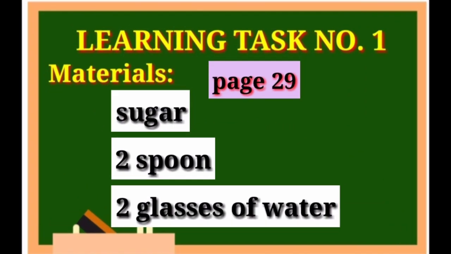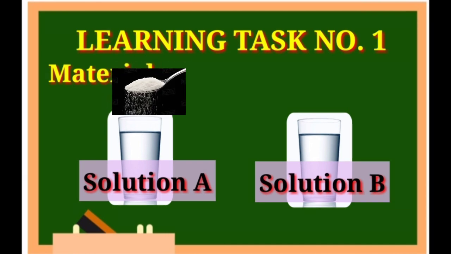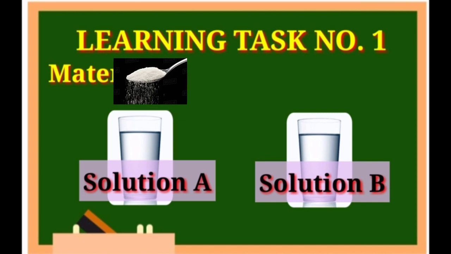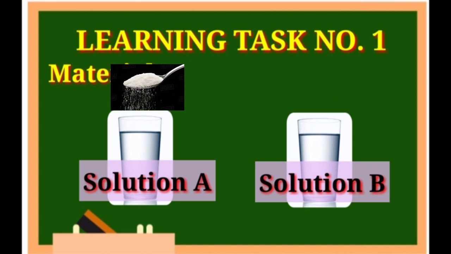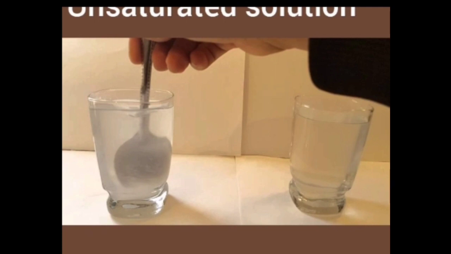For learning task number 1, prepare the following materials: sugar, 2 spoons, 2 glasses of water. Label the 2 glasses with solution A and solution B. Dissolve 1 tablespoon of sugar in a glass of water for solution A. Stir until all sugar are dissolved.